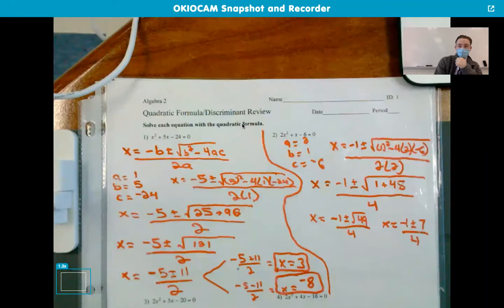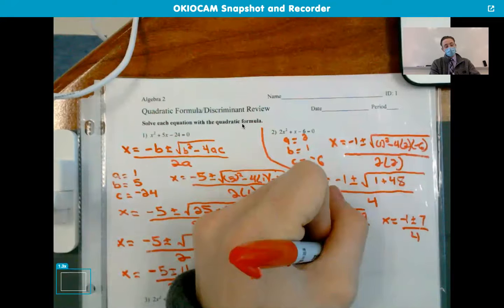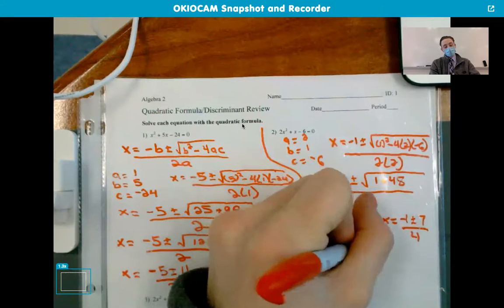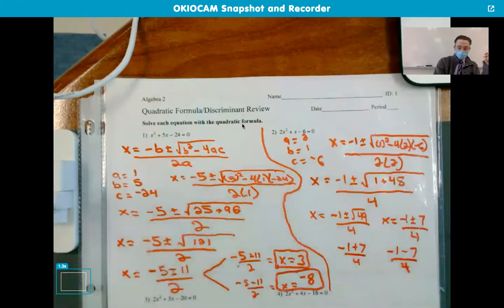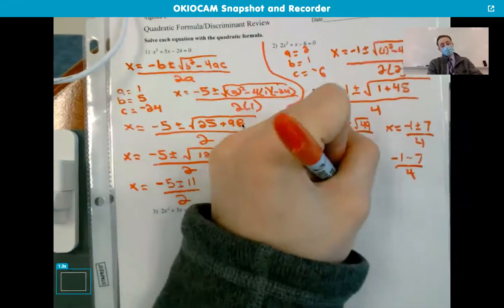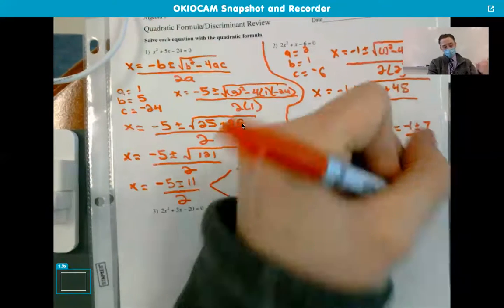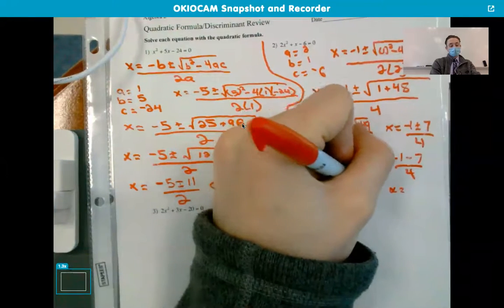So -1 plus or minus 7 divided by 4. And then just like the last example, that needs to get broken up into -1 plus 7 over 4, and -1 minus 7 over 4. And what would my two solutions be then for this question? Good. So x equals 1.5.